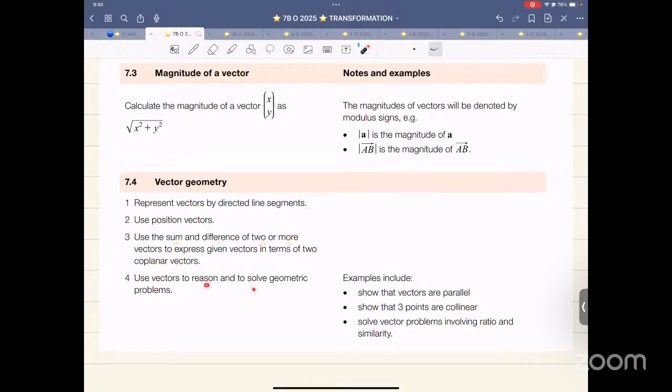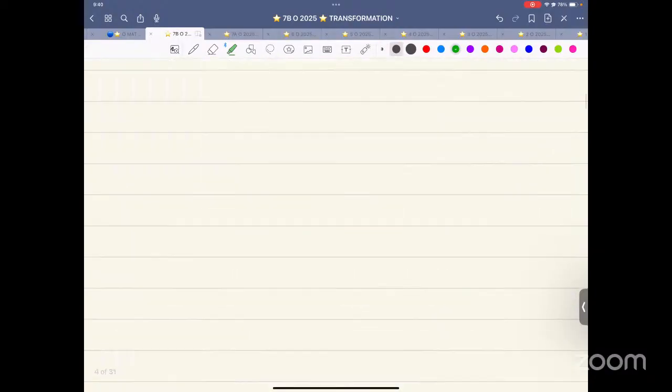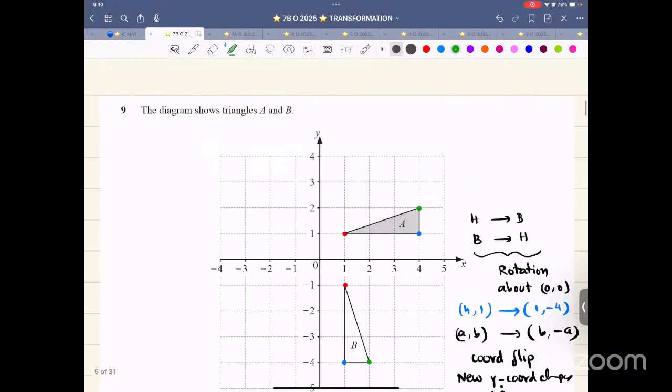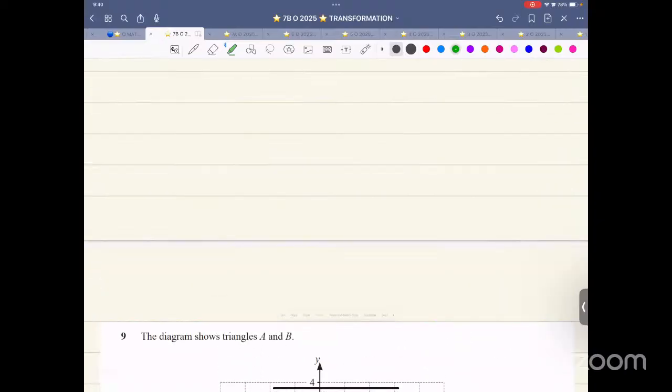Use vectors to reason and solve geometric problems. Show that vectors are parallel. Show that 3 points are collinear. Some vector problems involve ratio and similarity. So this is the climax of vectors. That is 7.4, and that is what is described over here. So now this thing is the same thing over here. Let's first talk about transformation. Let me just copy this.